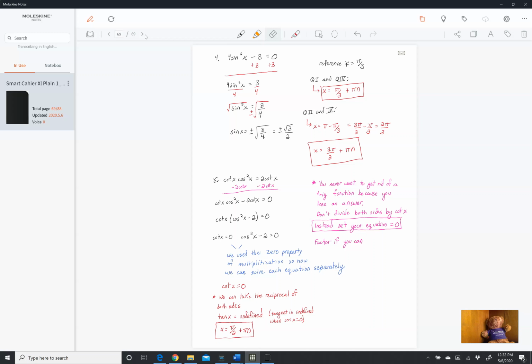Now you would have lost this answer if you divided both sides by cotangent, okay? If you divided both sides by cotangent over here, you would have gotten rid of the cotangent and this answer would have been lost, okay? So this is the solution to one equation. Now we have to find the solution to the other equation.